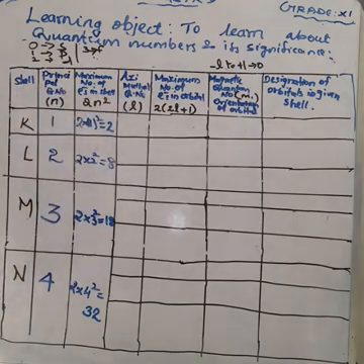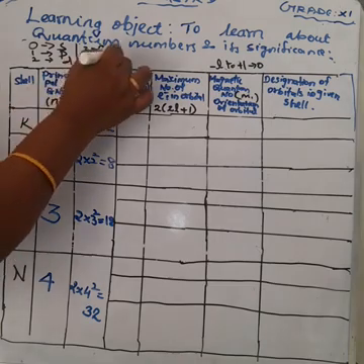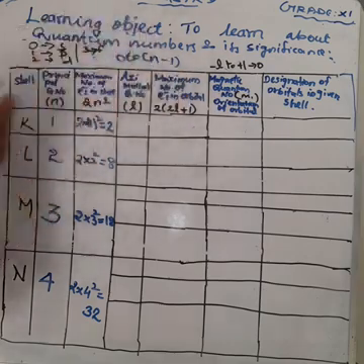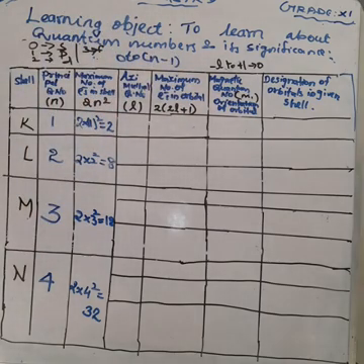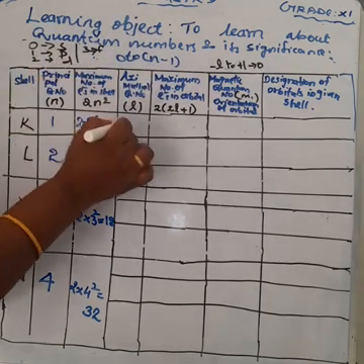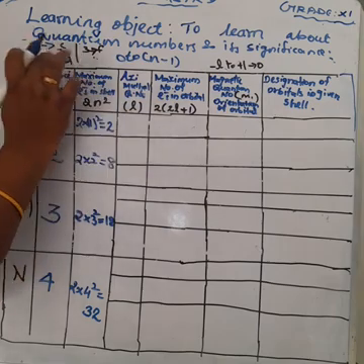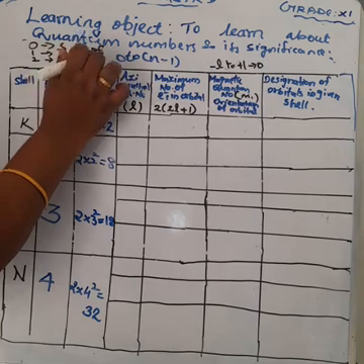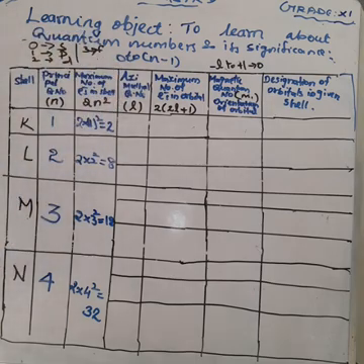Azimuthal quantum number: we know the integral values can start from 0 to n minus 1. A value of 0 means S, a value of 1 means P, a value of 2 means D, and a value of 3 means F.